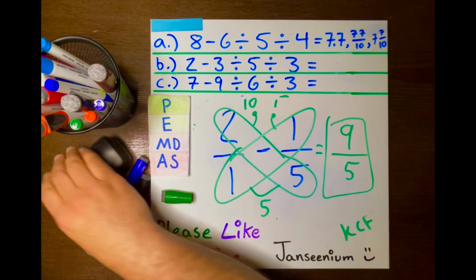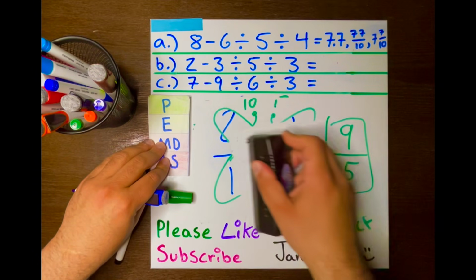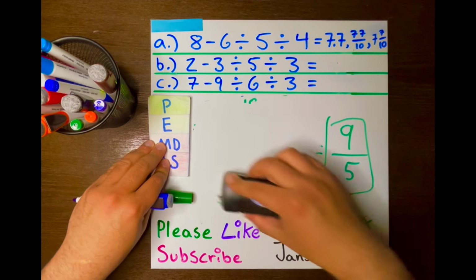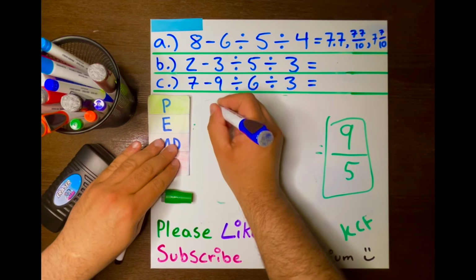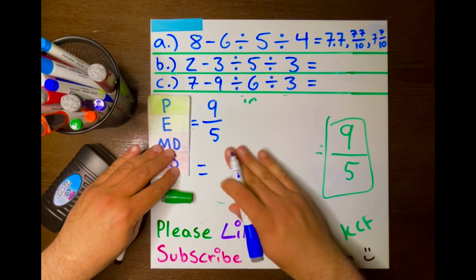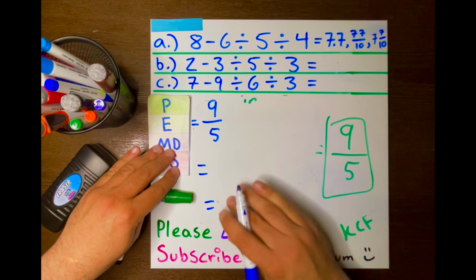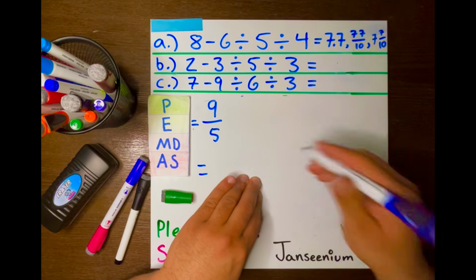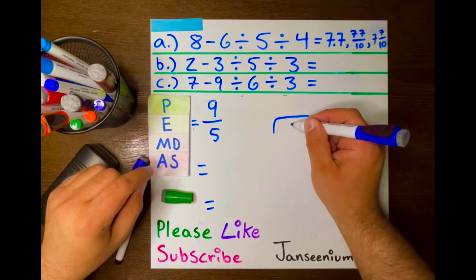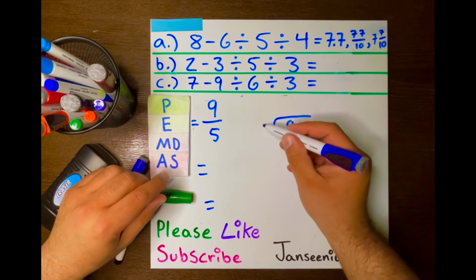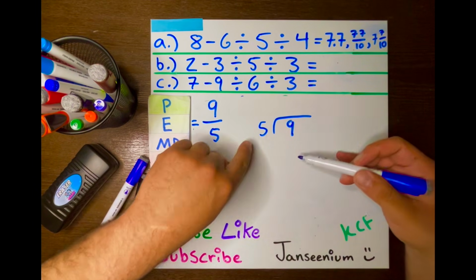But let's go ahead and get a decimal answer and a mixed number answer using long division. So I'll write the 9 over 5 on this side of the board. And then I'll write the decimal answer here and the mixed number answer there. So here's the long division symbol again. The 9 goes inside the long division symbol, that is called the dividend, and the 5 goes outside the long division symbol, that is called the divisor.